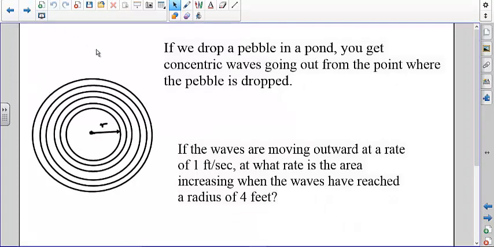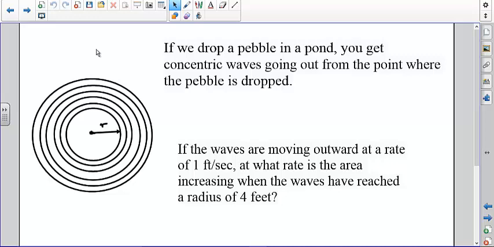If we drop a pebble in a pond, you get concentric waves going out from the point where the pebble is dropped. If the waves are moving outward at a rate of 1 foot per second, at what rate is the area, that's the area of the circle, increasing when the waves have reached a radius of 4 feet? So you can see we're given some information. We're usually given some rate information, or we've got to calculate some rate information. They could give us the rate of change in the area, and we could figure out the rate of increase in radius. We have to get one or the other.